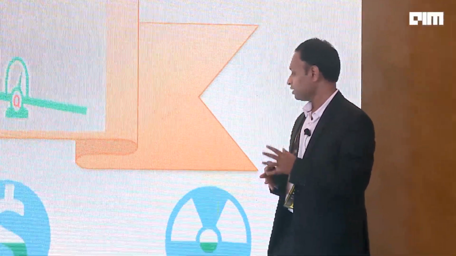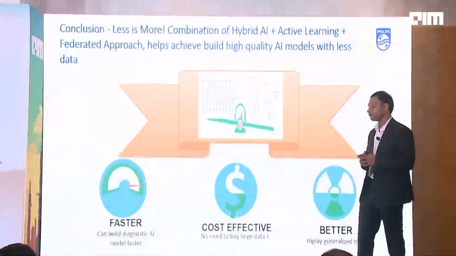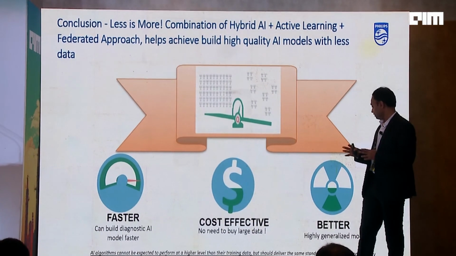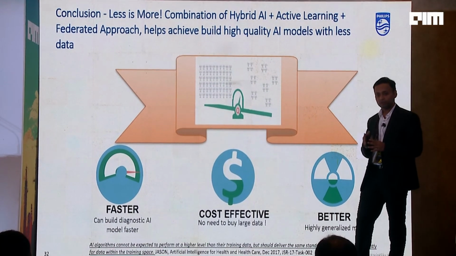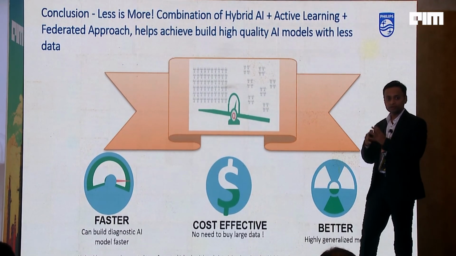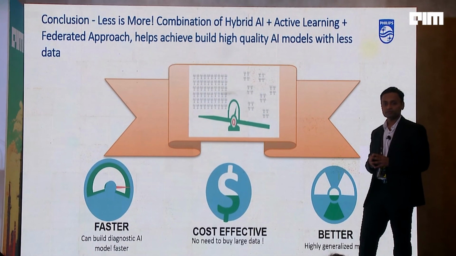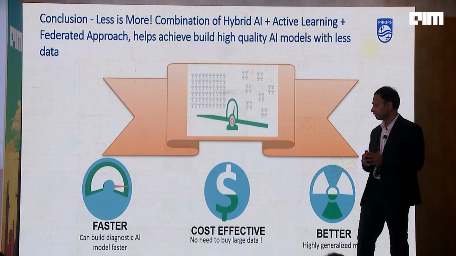With that, I end, and I also like this final quote: AI algorithms can't be expected to perform at a higher level than their training data, but they should deliver the same performance when they are used with the same schema of training data that comes at their inferencing time.